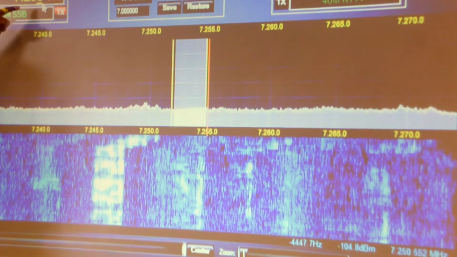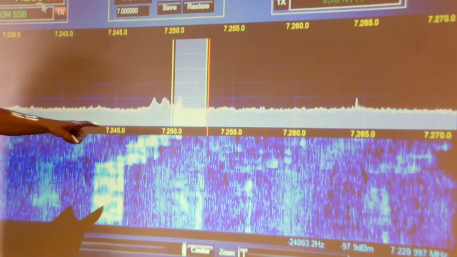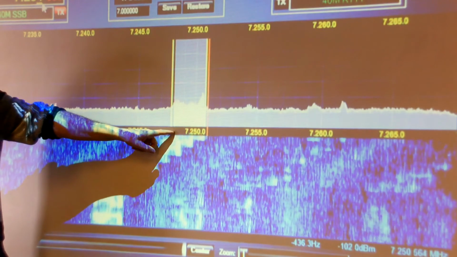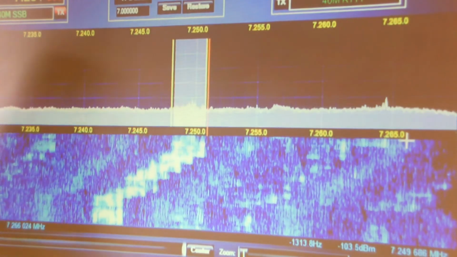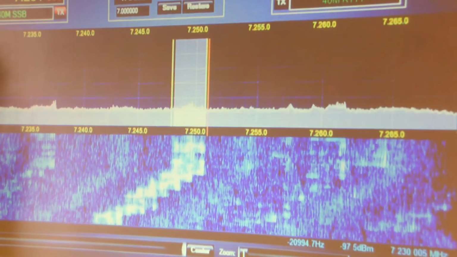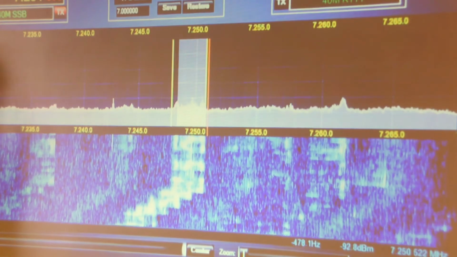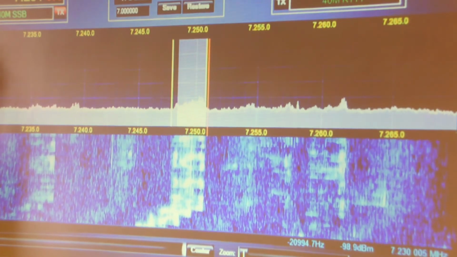And I can change frequency by dialing, but you notice this moves, not where I'm actually looking at it. And that's actually my design. There's a good reason.